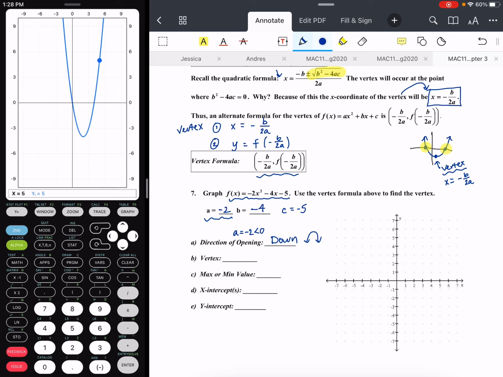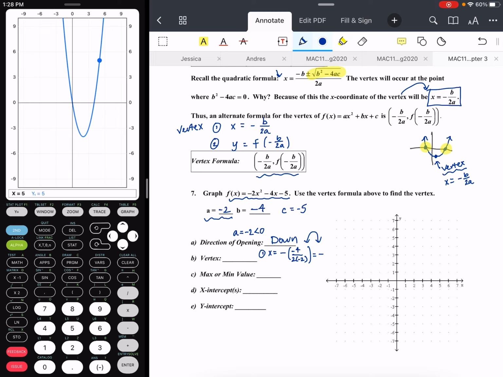To find the vertex, first we're going to find x, which in this case equals negative, and then I'm going to put negative 4, so that's b, over 2 times negative 2. Look at all those negatives. So I have 1, 2, 3 negatives, so my overall result will be negative.